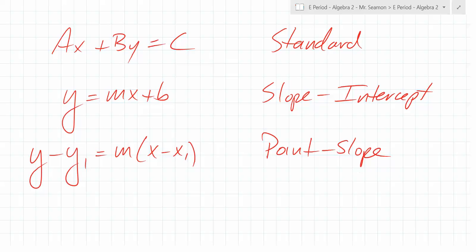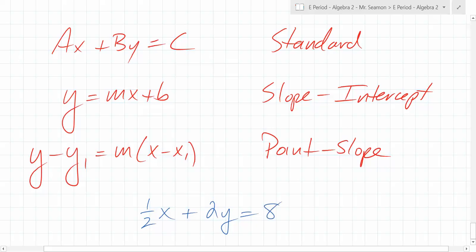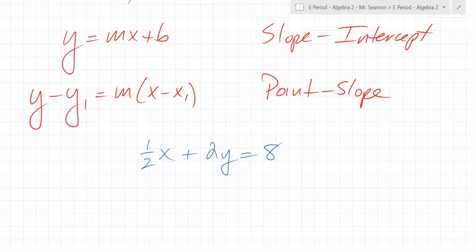Now, one point of clarification, which is important: depending on the book, sometimes standard form is defined differently. I didn't care if A, B, or C was a fraction. Sometimes books do, so just be prepared. Sometimes you might see this. Technically, is this in standard form? Technically, yes. Sometimes, though, people don't like to have fractions in the standard form.